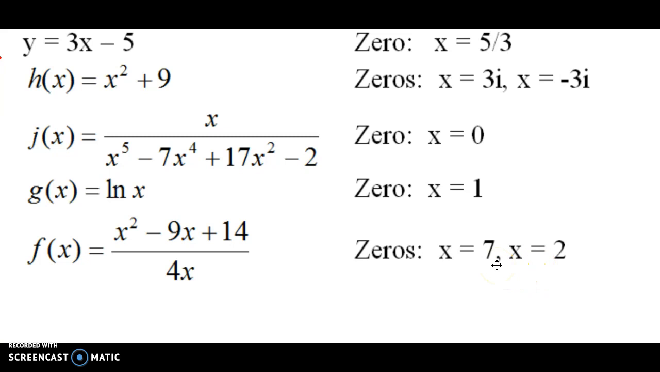Now, something to keep in mind, we didn't really have any examples of these, but we had cases where we had 1 zero or 2 zeros. Just keep in mind that it is possible for there to be an infinite amount of zeros. And it's also possible for there to be no zeros, zero zeros. So just keep that in mind.